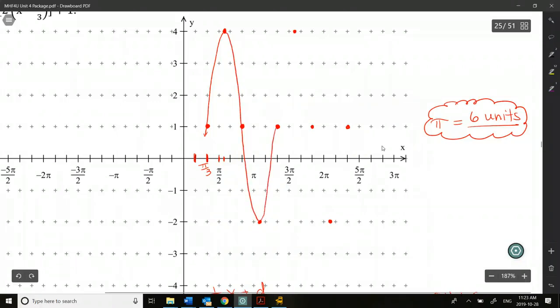Okay, your function should not look like a zigzag. Try to make your function actually curve here.